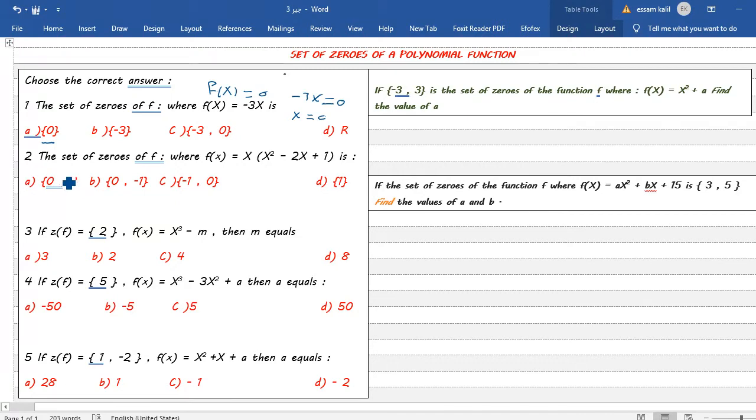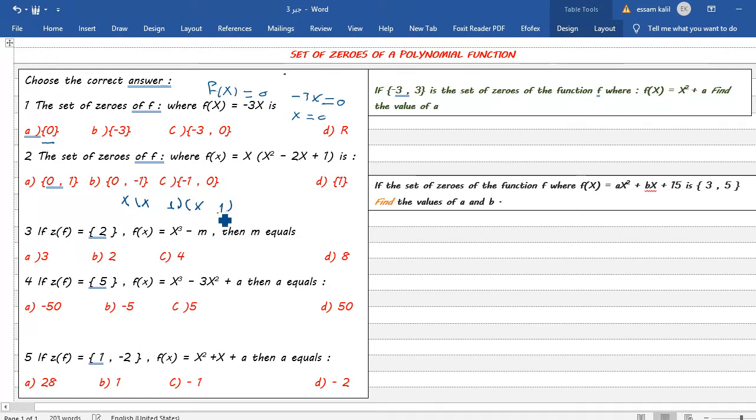The set of zeros of the function f, where f of x equals x squared minus 2x plus 1. Make the factorization of x squared minus 2x plus 1. It becomes x times x, open two brackets. What is the product of two numbers equal to 1 and the sum equal to 2? 1 times 1.